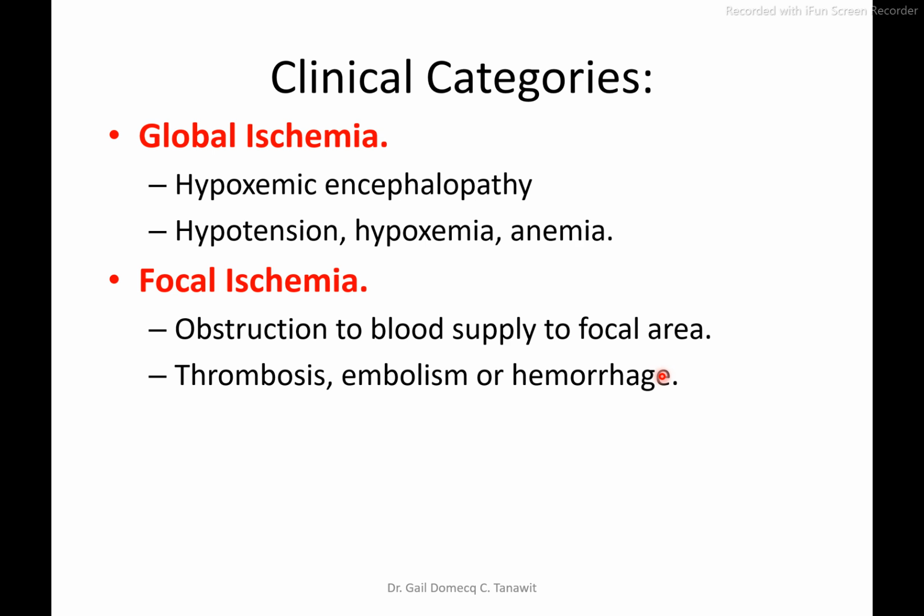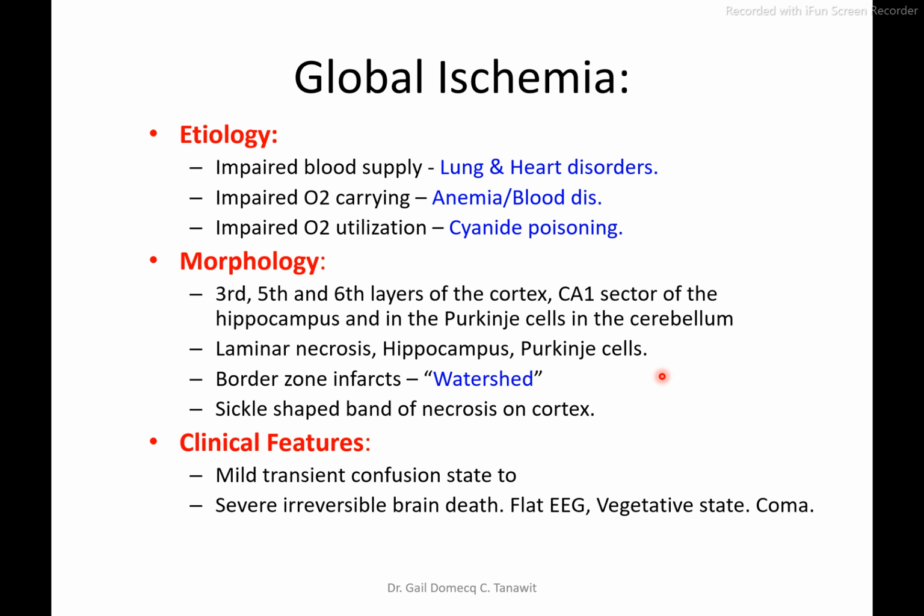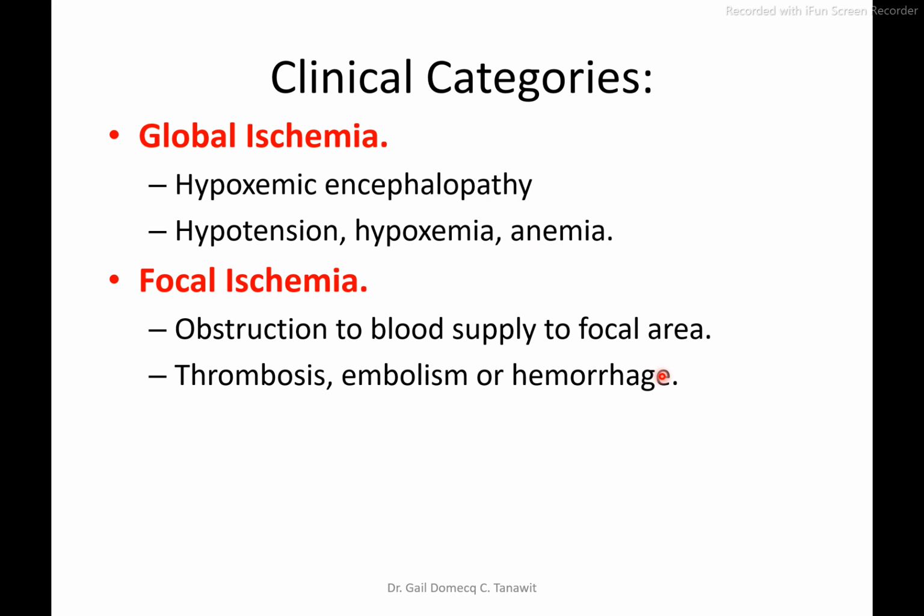So as to the clinical categories, we have global and focal ischemia. For the global ischemia, we have hypoxic encephalopathy, hypotension, hypoxemia, and anemia. For the focal ischemia, obstruction to blood supply to a focal area, thrombosis, embolism, or hemorrhage.